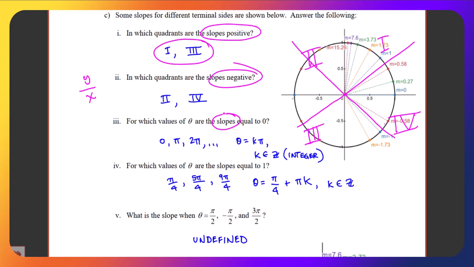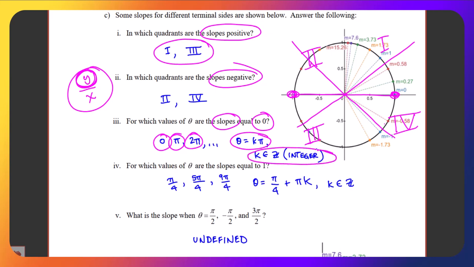Well, a slope, if we say it's y over x, it's 0 when the top of the fraction is 0, and y is 0 here and here. So it could be 0, pi, 2 pi, over and over and over, or we could say k pi, where k is an integer.